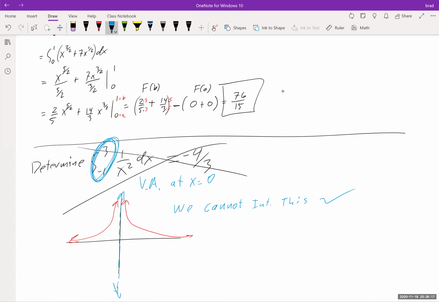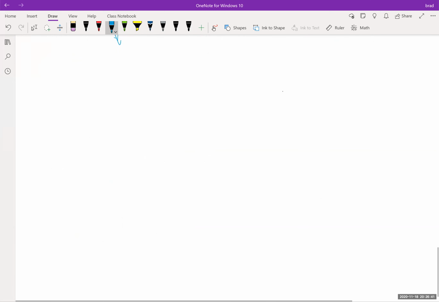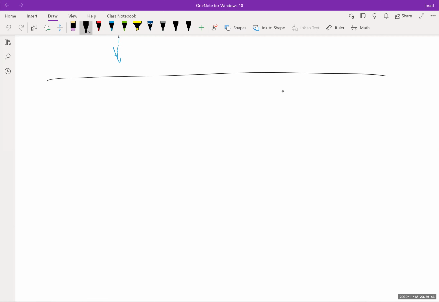Next semester, I'll teach you how to do this problem. It turns out we will get -4/3, I'm pretty sure, but next semester I will teach you how to do this problem. Or not this particular one, but integrating over discontinuities or asymptotes, so to speak. So we'll talk about that in chapter 7.8, improper integrals. But for now, this problem we can't do. Okay, so I want to look at one more, and it's a piecewise function.